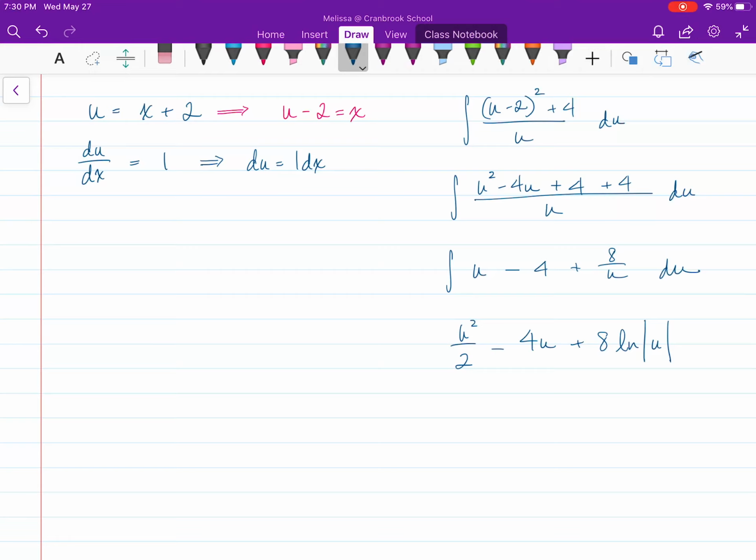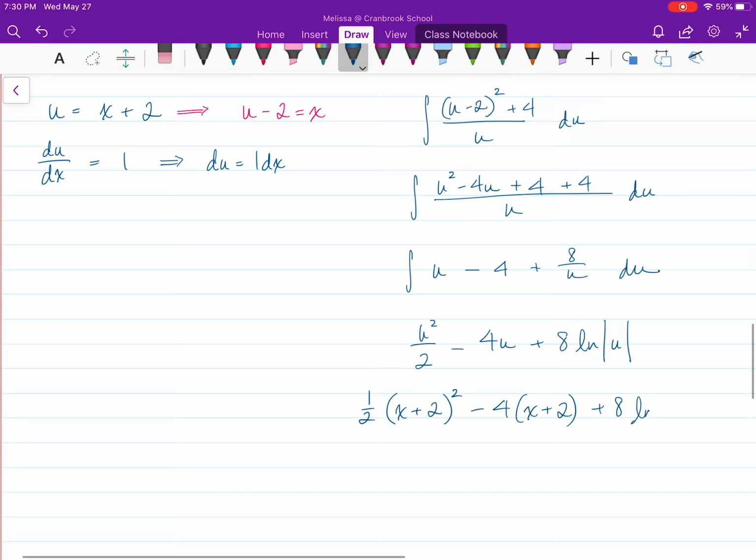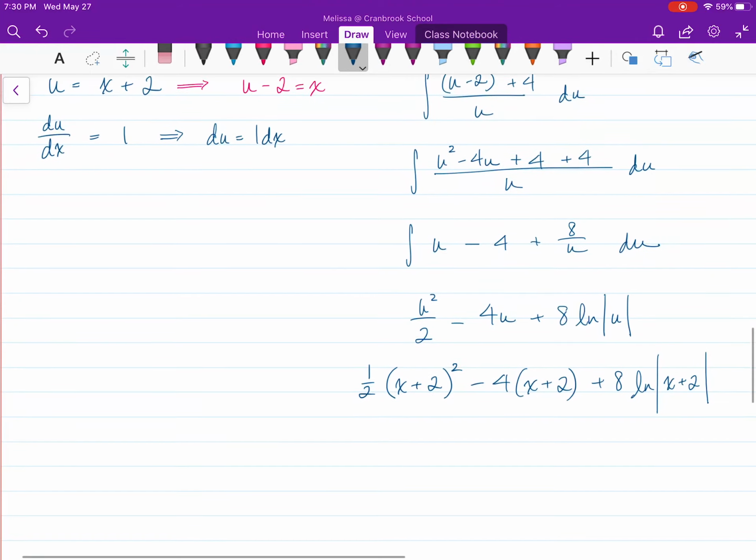So a couple other pieces of information there. So here, if I back substitute, as in replace my u's with x plus 2 quantity squared, stick the 1.5 out front, minus 4 x plus 2 and plus 8. If you leave that 8 in front and don't use a power rule for logs, you absolutely need to include these absolute values, again, because x plus 2, depending on the x values, could potentially be negative, and you want to make sure that the ln of that is positive.